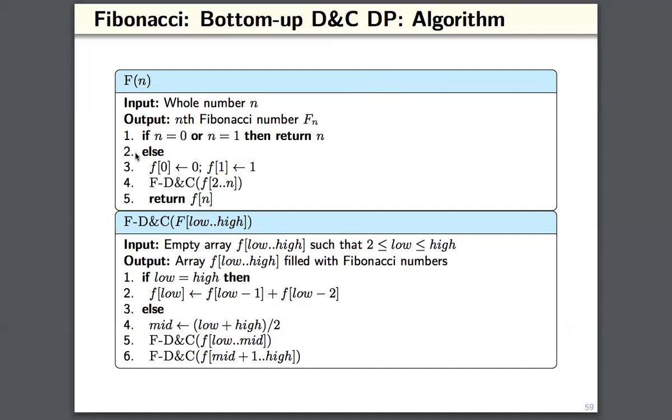F of n, the base case: if n is equal to 0 or 1, return n. Else, you will initialize the 0 and 1 indices to the initial values, and then you call the divide and conquer function on 2 to n. For simplicity, we will assume that 2 to n is a power of 2.